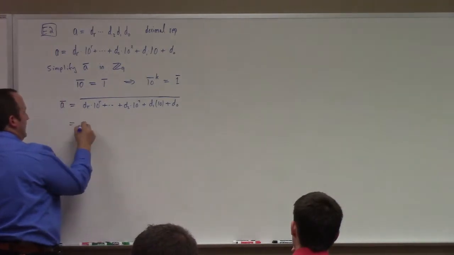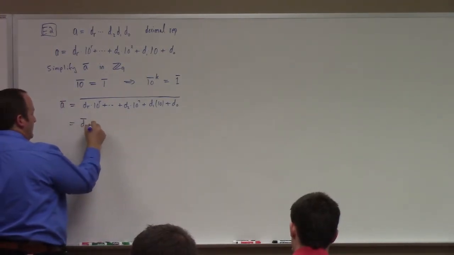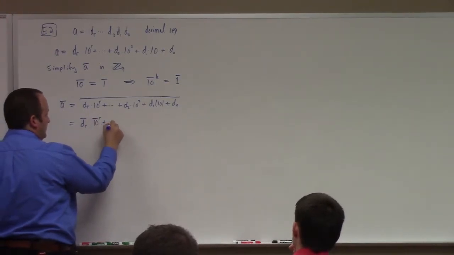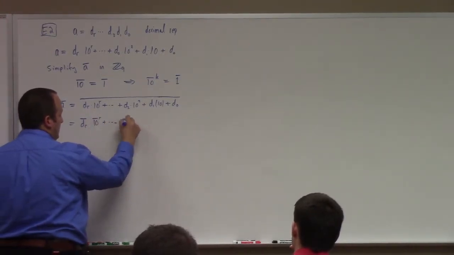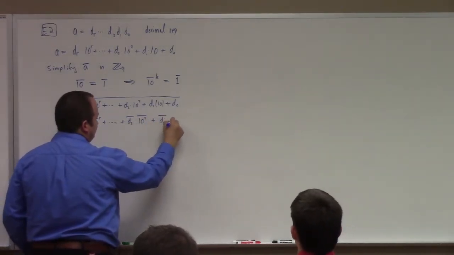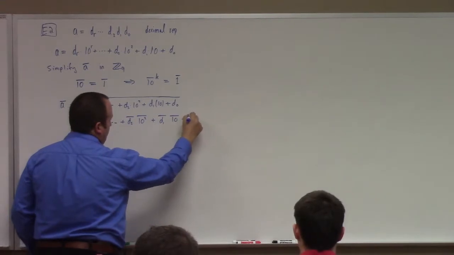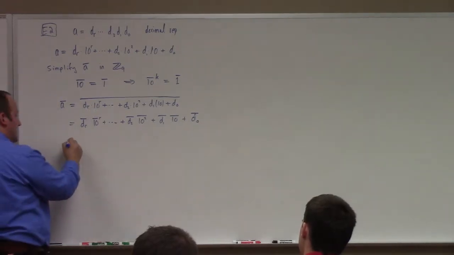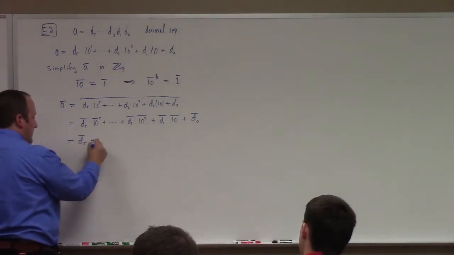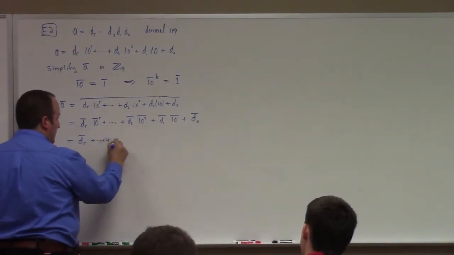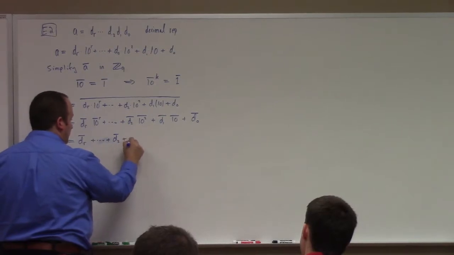So this just simplifies to d_r times 10 bar to the r plus ... d_2 bar times 10 squared bar. You can write considerably less and still capture the idea here. So of course all the 10s just simplify to 1, and what are we left with? The sum of the digits, right? Calculated modulo 9.